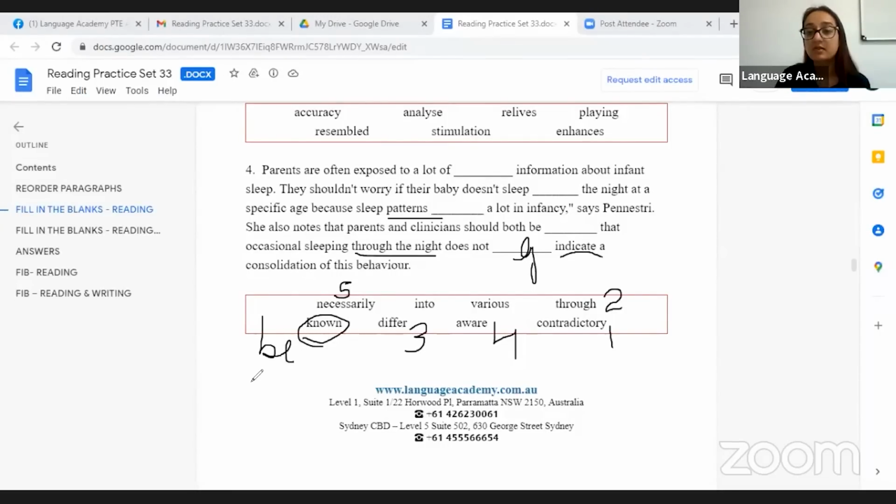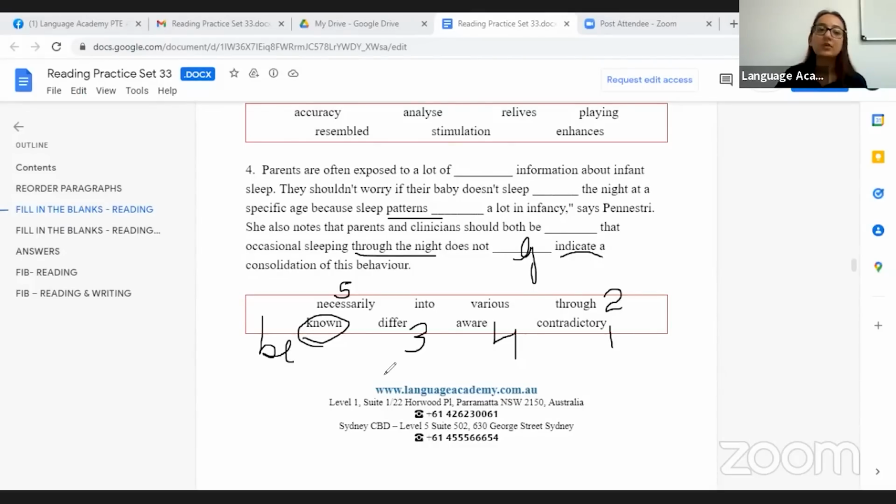They say contradictory information, because the context was talking about how they are worrying that the sleep patterns are not the same. Everybody is giving them different information about how much a baby should sleep. That is called contradictory information, which means not matching information. During the night is also fine.